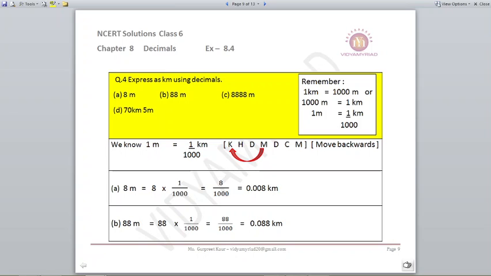B part, 88 meters. Now 1 meter is equal to 1 upon 1000 kilometers. So 88 meter will be equal to 88 into 1 upon 1000, which is 88 upon 1000. Now I need 3 places, but I have 2 already, 88. So for the missing place I will put 0 to make it 3 places. 0.088 kilometers becomes the required answer.